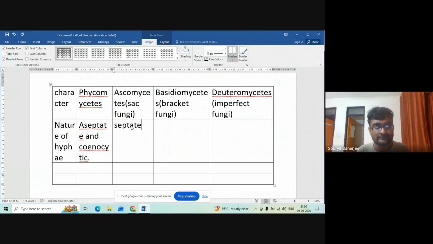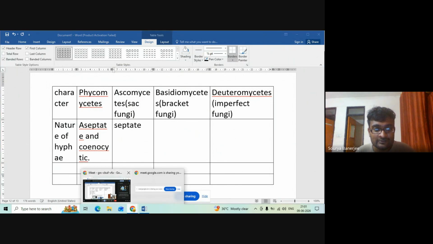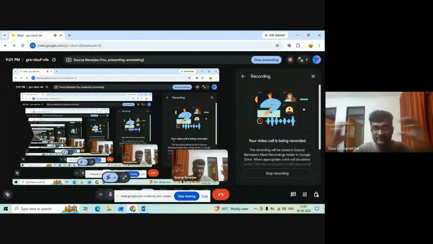Walls are there. I am not writing it again: in the case of basidio and deutero, same thing, septate. But in phycomycetes, aseptate is there. That means in between those rooms, the wall is not there. So the four people can come together. That happens in the case of phycomycetes. In phycomycetes, the hyphae doesn't have any wall between them.